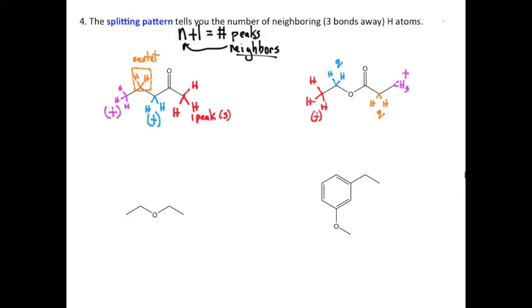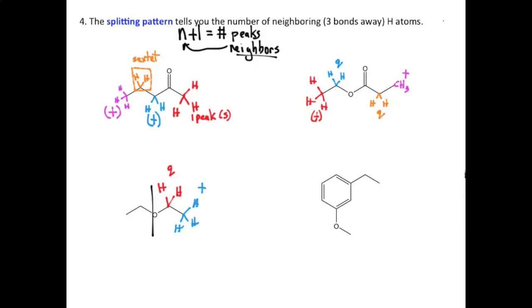Okay. The other example we talked about, diethyl ether, we know that that's perfectly symmetric. Again, here we see an ethyl group, hydrogens in red and blue. The hydrogens in red, 2 hydrogens here, 3 neighbors. So the signal in red would be split into 4 peaks, which is a quartet. The hydrogens in blue would be split into 3 peaks, 2 neighbors plus 1, which is a triplet.